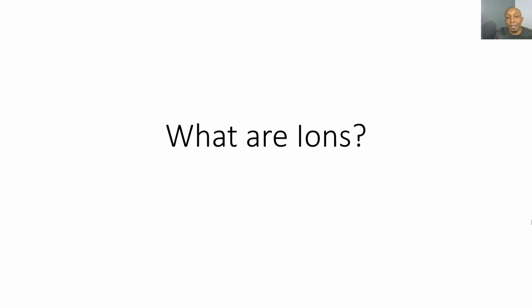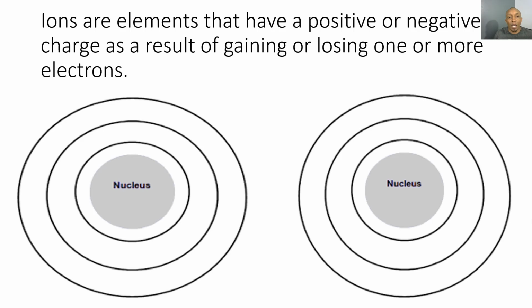Now we'll be talking about ions. So our specific question is, what are ions? So let's go ahead and get started. Ions are elements that have a positive or negative charge as a result of gaining or losing one or more electrons.